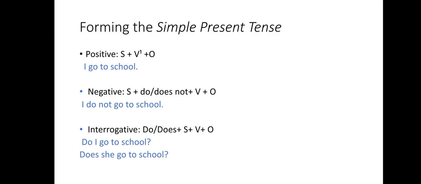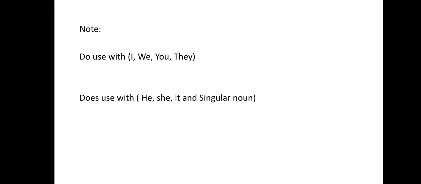We use the first form of the verb in present simple tense. Another example is, does she go to school? So this is the difference, do or does. Note: do is used with I, we, you, they, and does is used with he, she, it, and any singular noun.